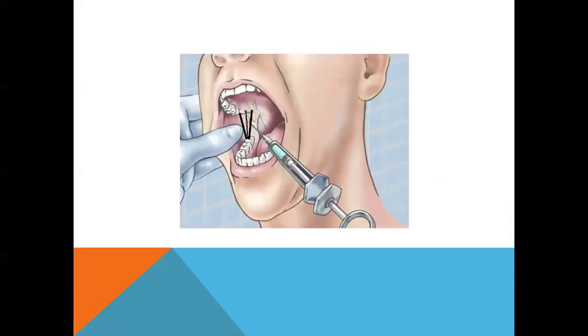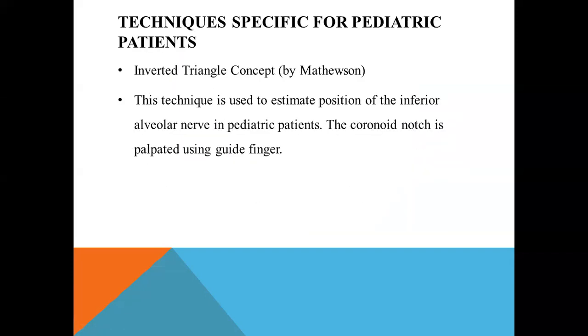I'm just repeating it again. An imaginary triangle has been drawn between the anterior border of the ramus of the mandible and the apex of the palate, and another line bisects the thumb or the index finger. So in between these triangles, you have to inject and deposit the solution. This is called the thumb technique, the triangle concept introduced by Matthews.